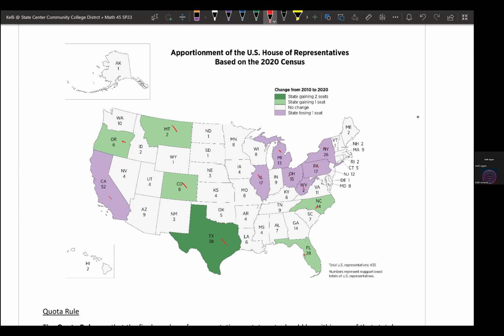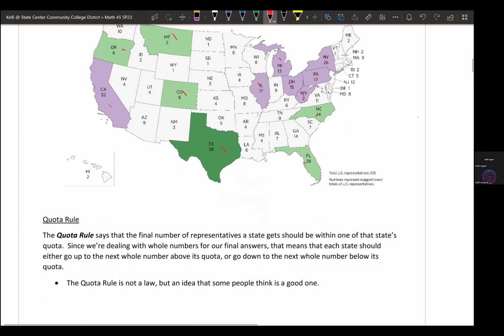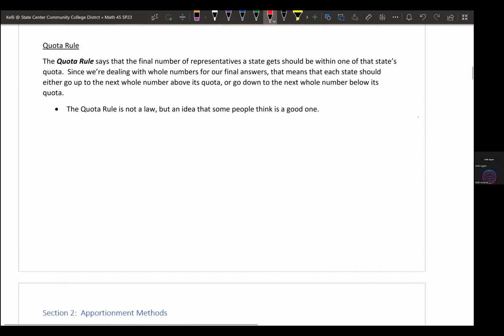Okay. So let's talk about another rule called the quota rule. The quota rule states that the final number of representatives a state gets should be within one of the state's quota. So what they're saying is, if the state's quota was, say, 35.3, then they should either get 35 or 36. You shouldn't go further away than 1 from their quota.